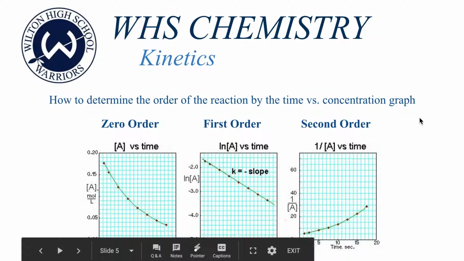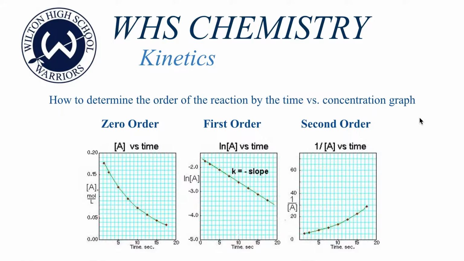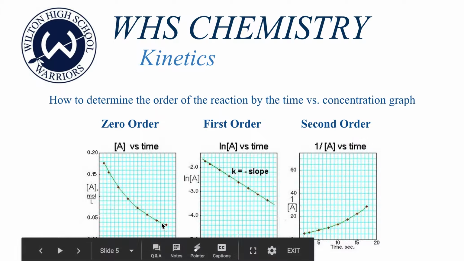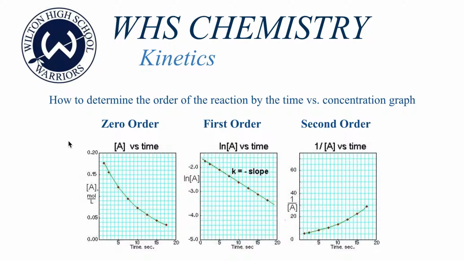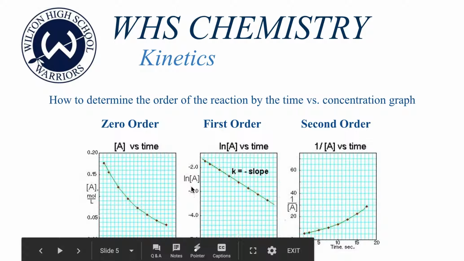So how to determine the order of reaction by the time versus concentration graph. This is a very common question in multiple choice or even some FRQs. Here is a concentration versus time graph. Zero order means that when time is increasing, the concentration is decreasing linearly. So that's here. ln of A represents first order, and the slope would be negative k. So this is first order, and this is second order.